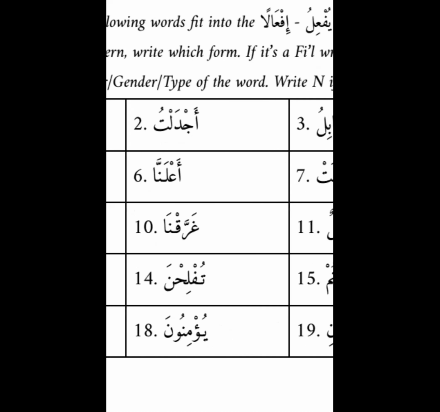Okay, number 2. Ajdaltu. Is this an ism or a fail? It's a fail. And what family? It's Aslama family. And what is the inside doer here? Ana. Excellent.